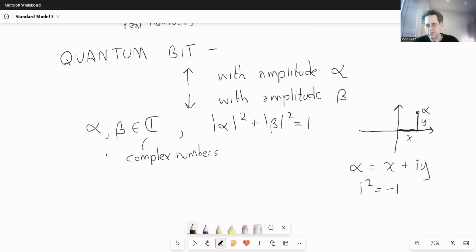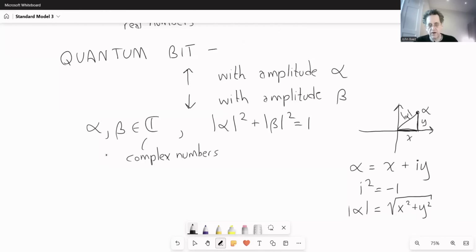Well, the absolute value of a complex number is just the length of this hypotenuse here. So the absolute value of alpha is just the length of this hypotenuse. Now, if you remember the Pythagorean theorem, good old Pythagoras, who didn't know quantum mechanics, still was able to figure out that length. He said, hey, the square of the hypotenuse is the sum of the squares of the two sides. So the absolute value of alpha is the square root of x squared plus y squared.